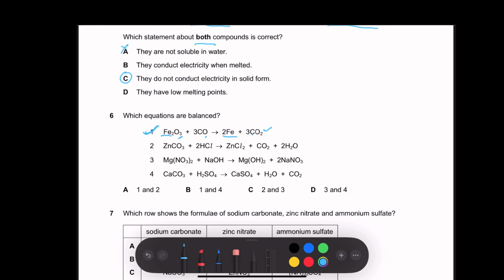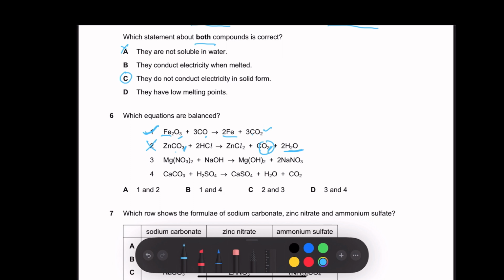Now we have 1 zinc, and we have 1 carbon and 1 carbon. Then we have 3 oxygen. Over here we have 4 oxygen because 2 oxygen here and then 2 oxygen here. So this is not balanced. And then we can also see that we have 2 hydrogen on the reactant side but then 4 hydrogen on the product side. So this is not balanced.